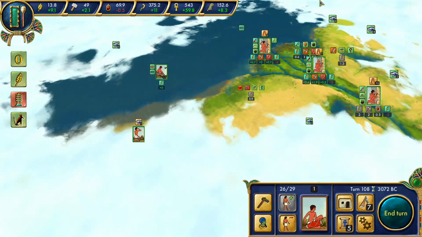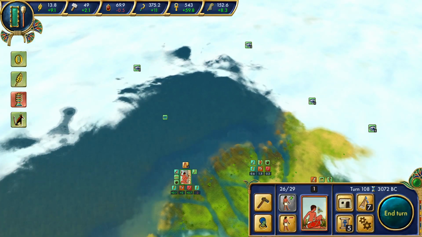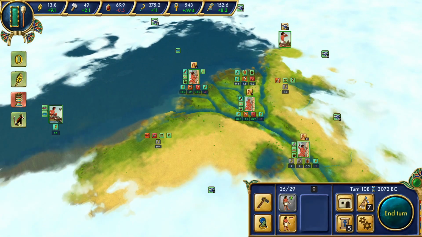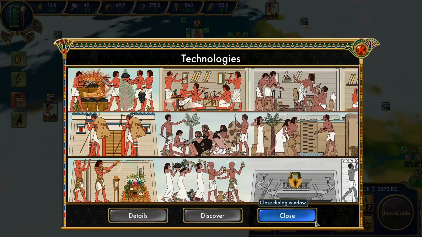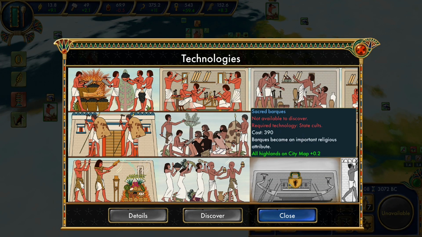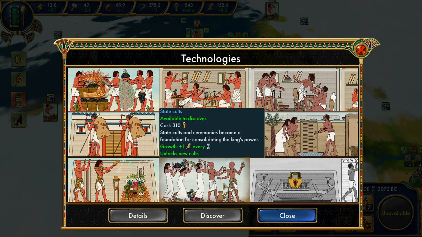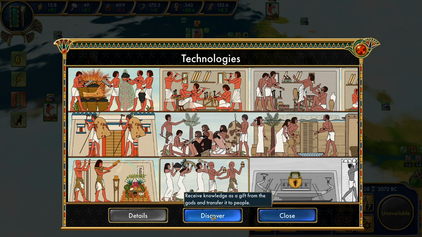In any case, we're scouting here. We want to keep scouting out this way, I think. Let's keep going around. And then from the tech side, I want to grab state cults here, which is a fairly low-priced one for what we have available, one of our lower-priced ones, but also it's going to really change our strategy going forward. This is a critical advance.